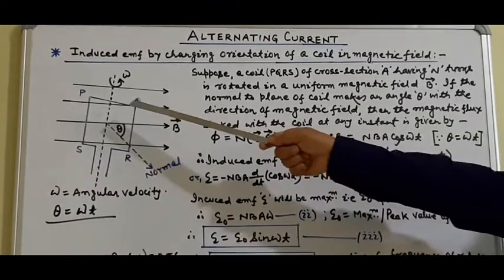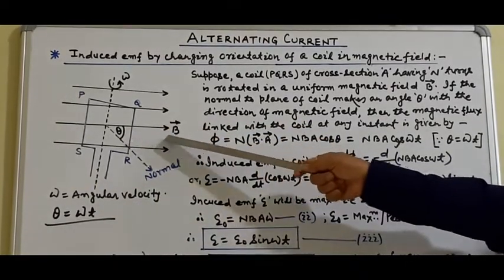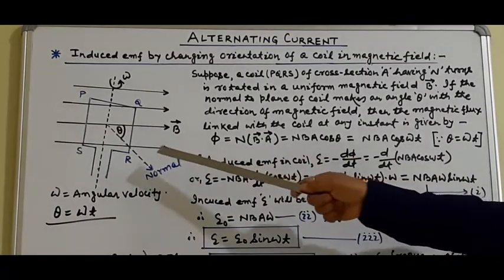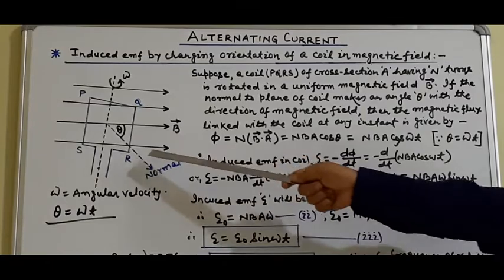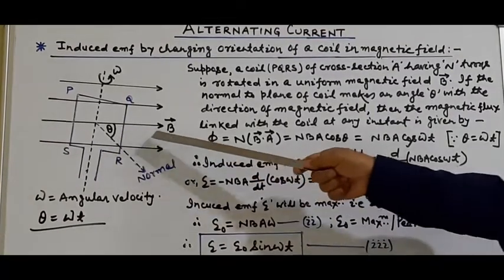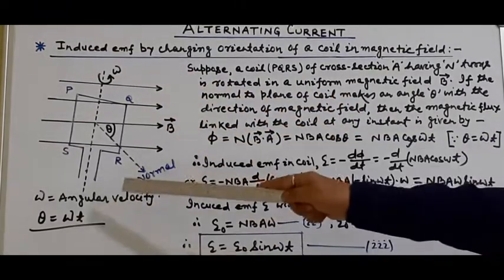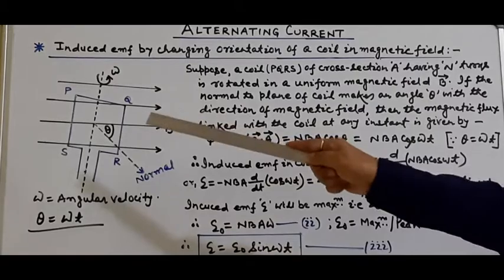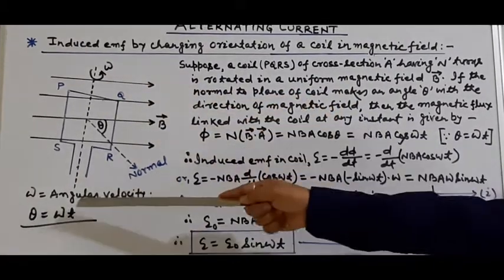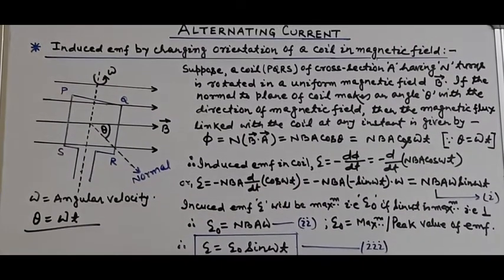Here I have drawn a coil PQRS which is placed in a uniform magnetic field B, such that the normal drawn on the plane of the coil makes an angle theta with the direction of magnetic field B. This is the axis of the coil, and this coil is rotated about its axis with angular velocity omega. So if omega is the angular velocity, theta must be equal to omega t at any instant of time.